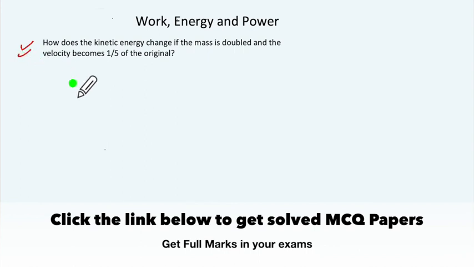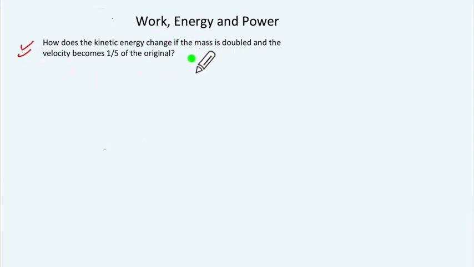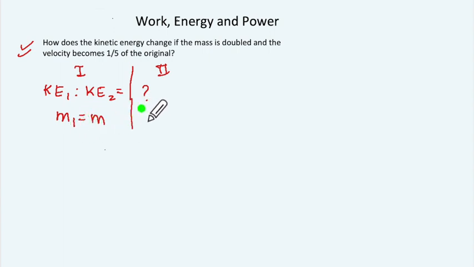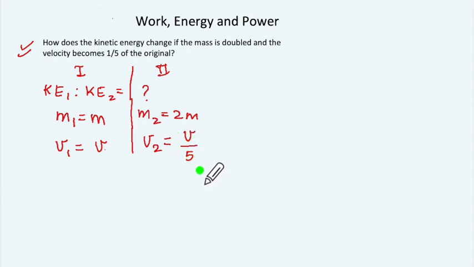Let us look at the classic question which is based on this work energy chapter. How does the kinetic energy change if the mass is doubled? So in your working, you will have case 1 and case 2, and your kinetic energy 1 is to kinetic energy 2. This is the ratio we have to find. Now in case 1, let us say we have mass m1 equal to m. Then the mass is doubled, so our m2 is equal to 2m, and the velocity, if it is v1 initially, we call it v, then the velocity in the second case becomes 1/5 multiplied by v, so it becomes v upon 5.